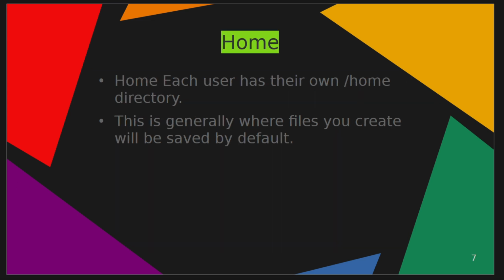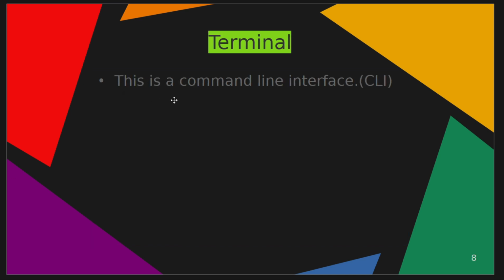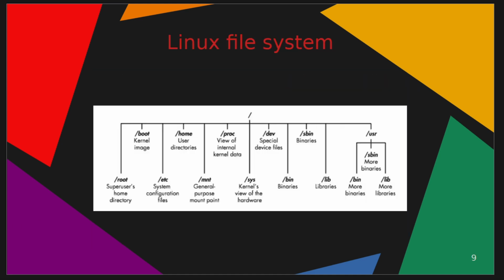Next is the home directory. A home directory is generated by default for each user, where the files you create will be saved by default. And next is the terminal. This is a command line interface, where we write all of the commands. This environment is called the terminal.